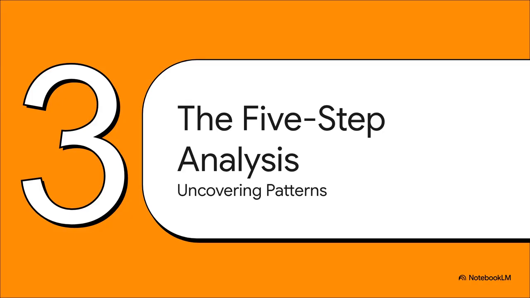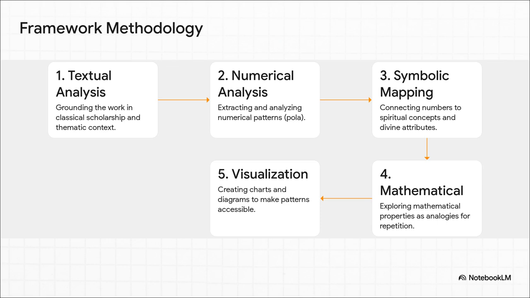Okay, so that's the what. But what about the how, right? How does the framework actually go about finding these patterns? Let's walk through the 5-step process it lays out. Here it is, the framework's 5-step roadmap. It starts with a text, moves into numbers, then into symbols, and finally, it explores and visualizes everything. Now, to make this real, we're going to follow one single example all the way through the process, an analysis of something called Pola 237 from a specific verse in the Quran.